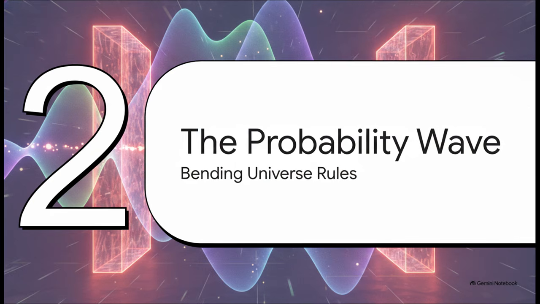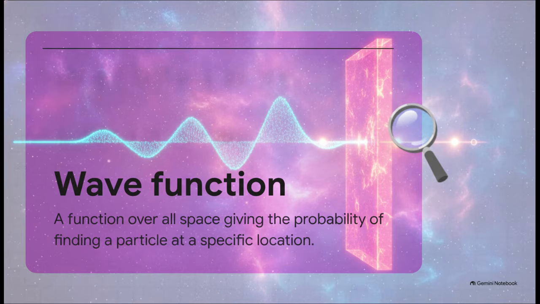That brings us to part 2. Enter the probability wave, bending the rules of the universe. To understand how particles pull off this seemingly impossible feat, we have to completely rethink what a particle actually is. The crucial takeaway here is that our particle isn't just a hard, solid sphere like a tiny microscopic billiard ball. According to quantum mechanics, it acts as a wave function.